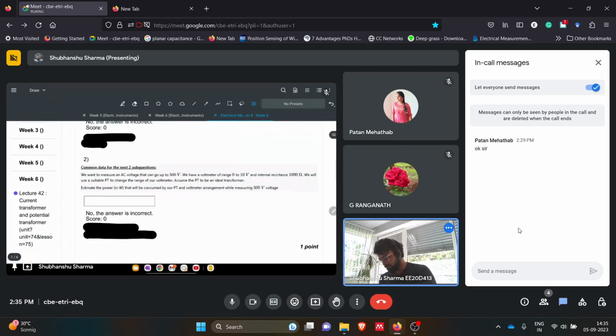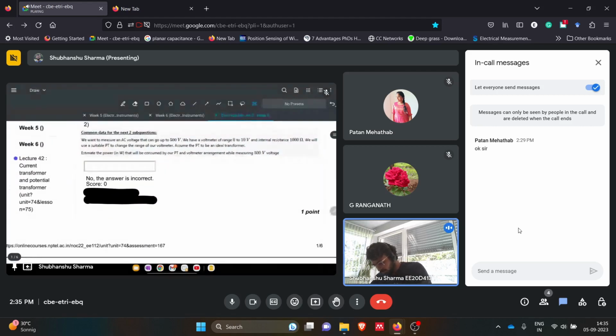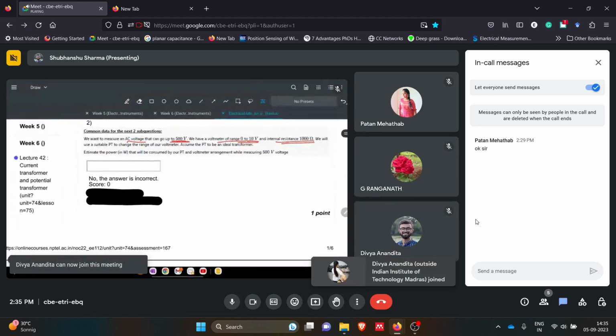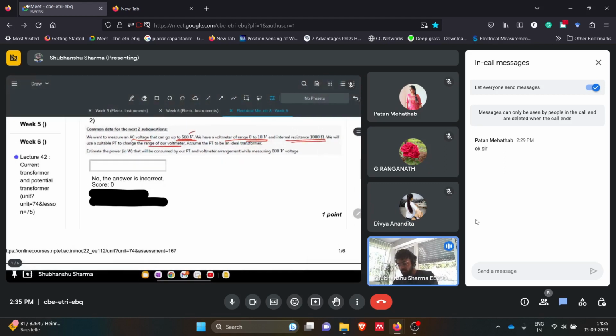So moving to the next question. In this question it is saying we want to measure an AC voltage that can go up to 500 volts. Okay, we have a voltmeter of range 0 to 10 volts and internal resistance 1000 ohms. And we will use a suitable potential transformer to change the range of our voltmeter. They are saying that since we cannot measure these 500 volts directly with this range voltmeter, they will be using this potential transformer. So assume the potential transformer to be an ideal transformer. Okay, estimate the power that will be consumed by our potential transformer and voltmeter arrangement while measuring the 500 volt voltage.